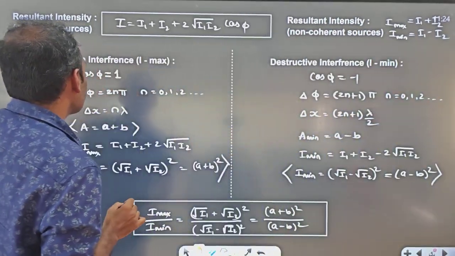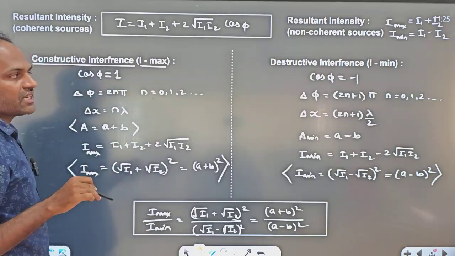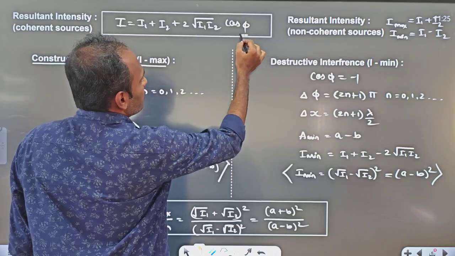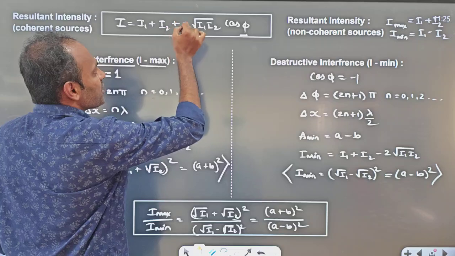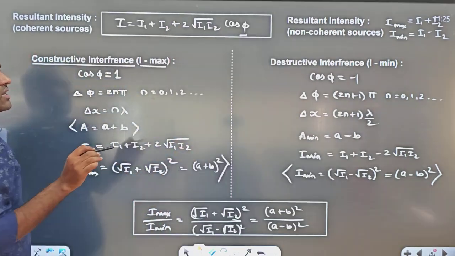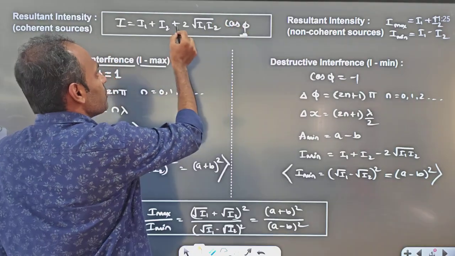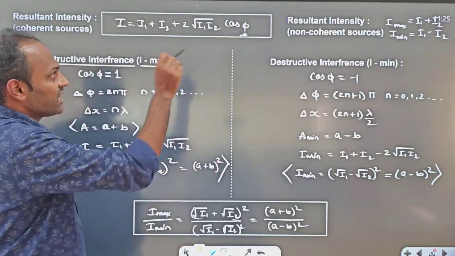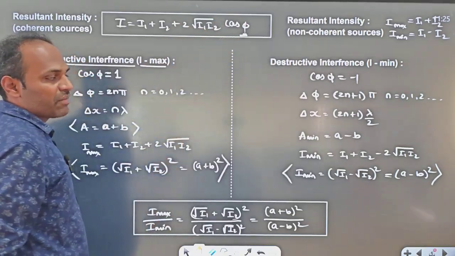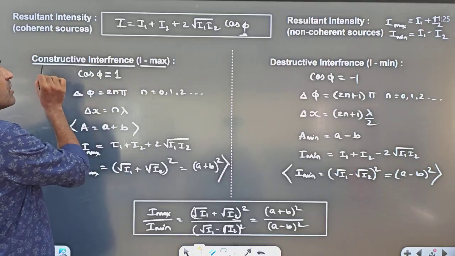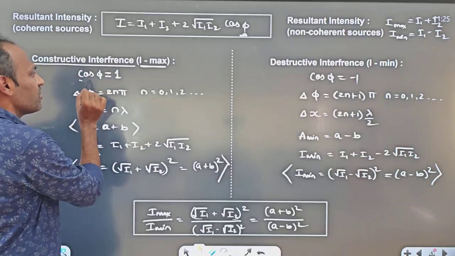See, for constructive interference, intensity has to be maximum. Whether intensity is maximum or minimum depends upon the pi value. If this pi is 0, cos 0 will be 1 and this will be plus 2 root I1 into I2. If the pi value is 180 degree, then cos 180 will be minus 1, this will become minus 2 root I1 into I2. If it is 90 degree, this complete term becomes 0. So it depends upon the value of pi. So in interference, for constructive interference to get maximum intensity, the first condition is that the cos pi value must be 1.